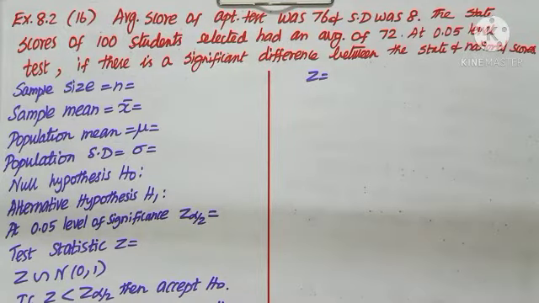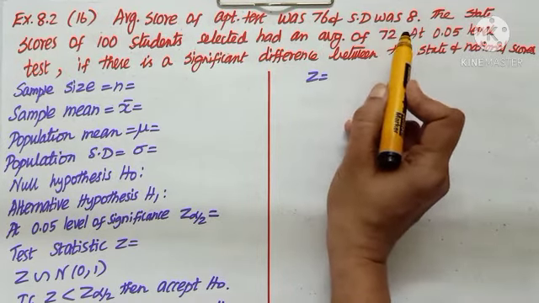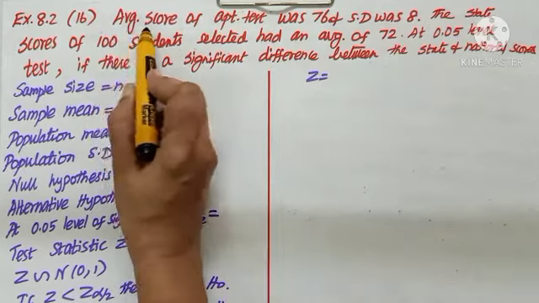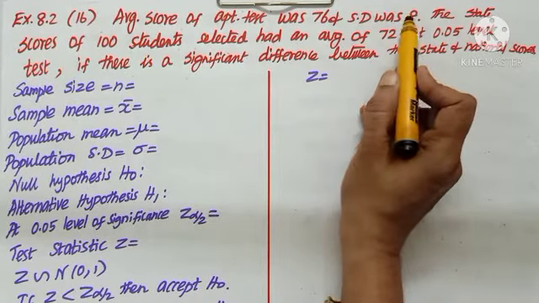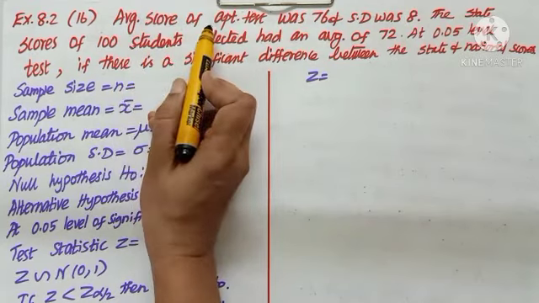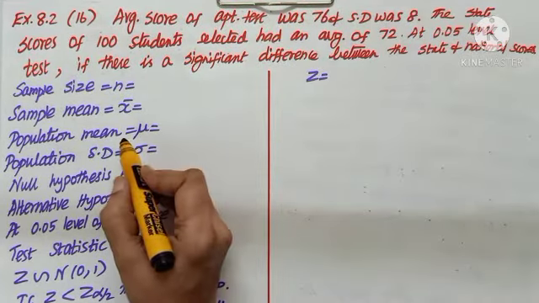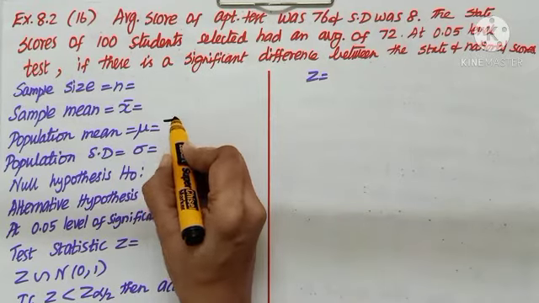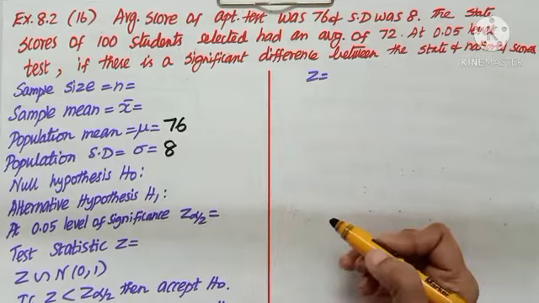Question number 16. Average score of an aptitude test conducted at national level was 76 and standard deviation was 8. Average score tells me mean, standard deviation tells me 8, and it is kept at national level tells me this is mu and this is sigma. So mu value 76, standard deviation value 8.